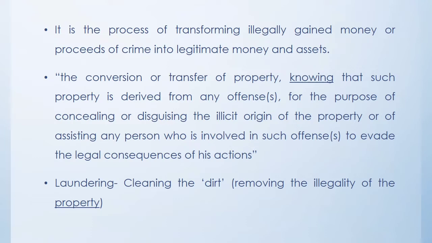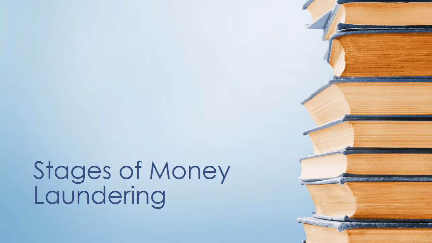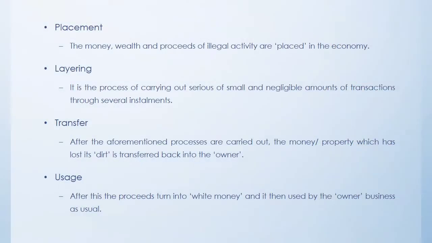The same way, when money comes out of illegalities, it cannot be used directly. So it has to be laundered, it has to be legalized through several processes. That process is called money laundering. What are all the stages? These are not covered in law, but they are given in economics. People call it placement, layering, transfer, then final usage. So these are some of the stages in money laundering.